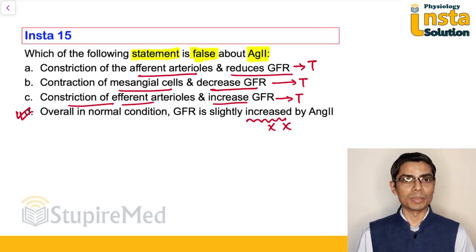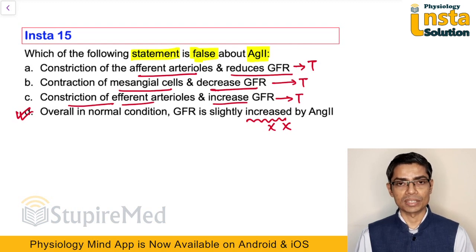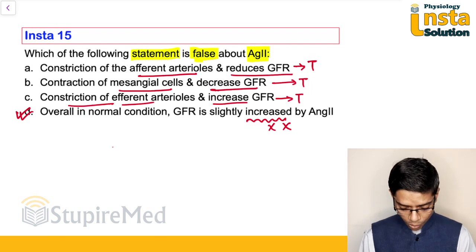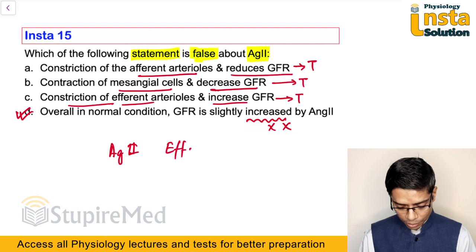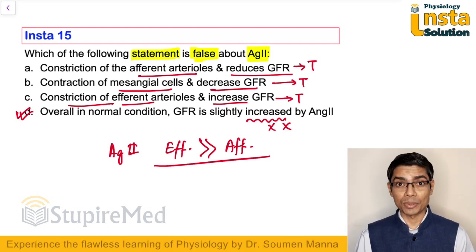But you must remember the effect of angiotensin II in a hypotensive person. Suppose the person has severe hemorrhage, there is hypotension, there is heart failure. In all of those conditions, angiotensin II causes constriction of the efferent arteriole more than that of the afferent arteriole, and by causing more efferent constriction in a pathological state like hypotension or heart failure, it maintains the GFR.